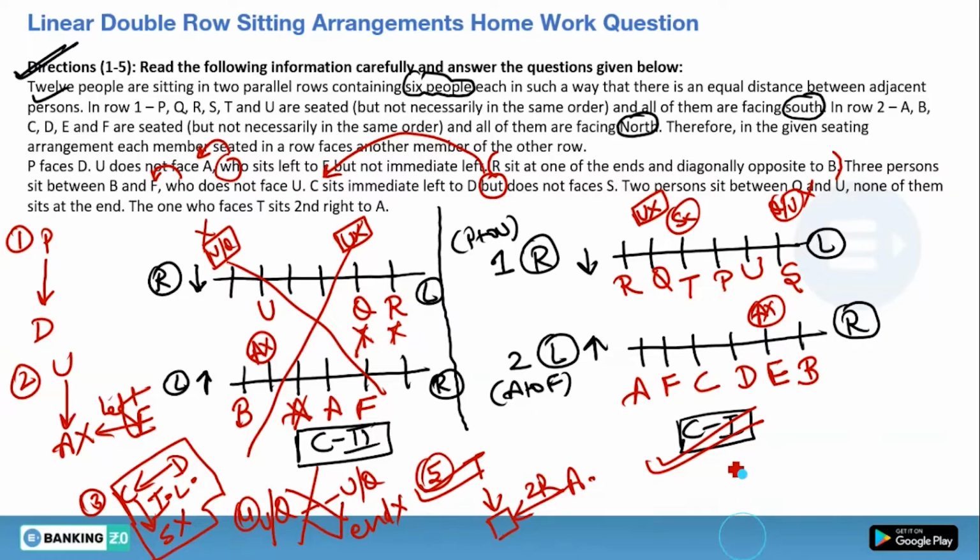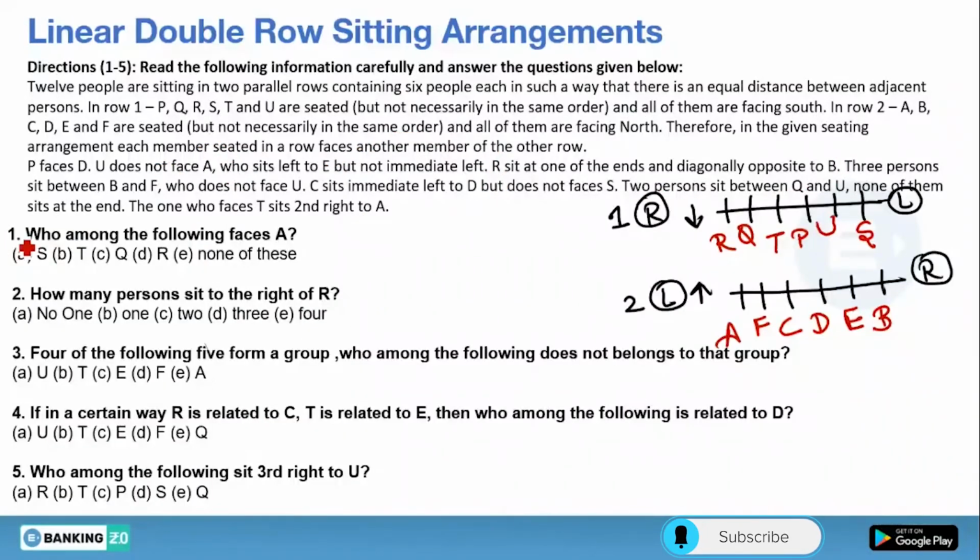Now let's move to the questions. Question number 1: Who among the following faces A? A is faced by R. Option D is correct. Question number 2: How many persons sit to the right of R? To the right of R, there is no person, that is, no one.